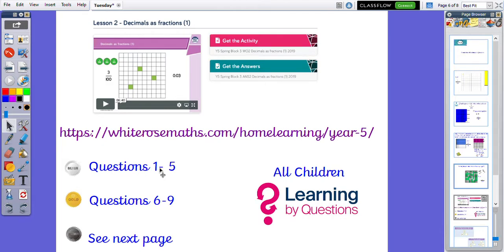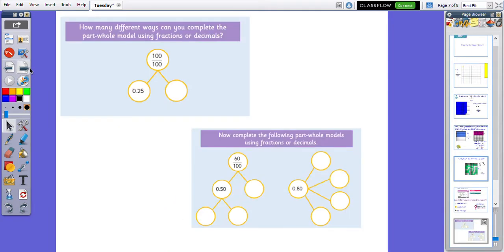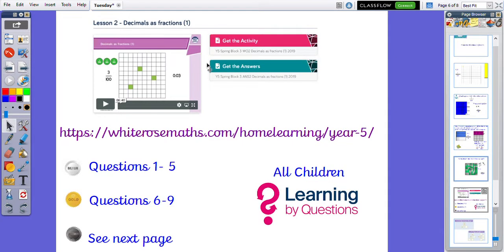Today, silver is questions 1 to 5, gold is 6 to 9, and if you see the next page, this is your platinum, okay? So some of you have been asking where platinum is. Platinum is the next page after this one. So you're not using the White Rose, you're using something different. Okay? And then all children will have a learning by questions to do. So that is there for you to complete as well.